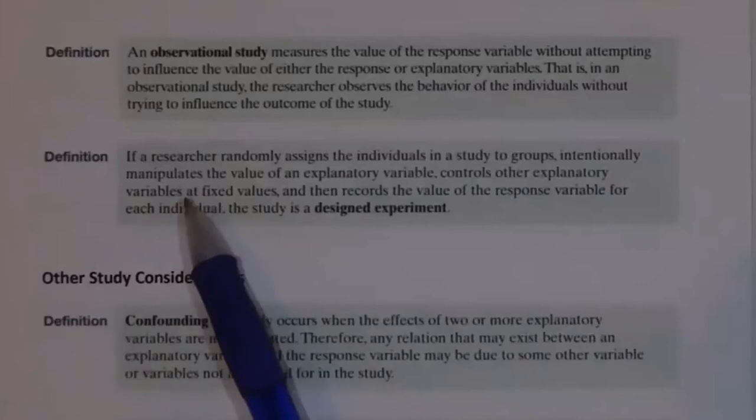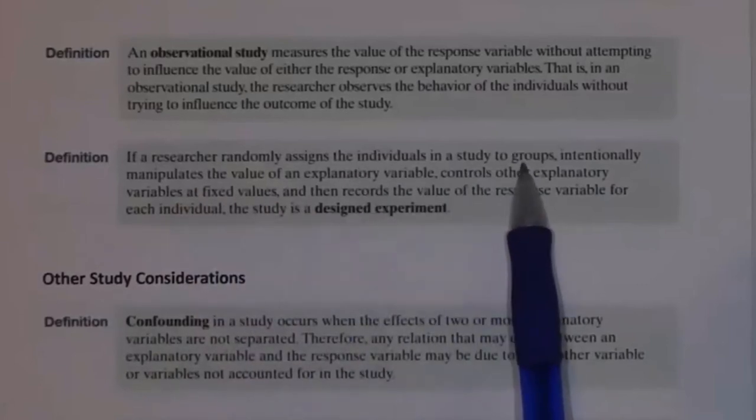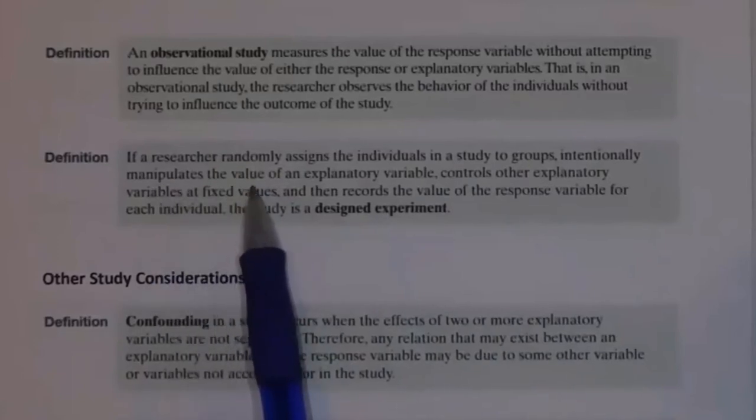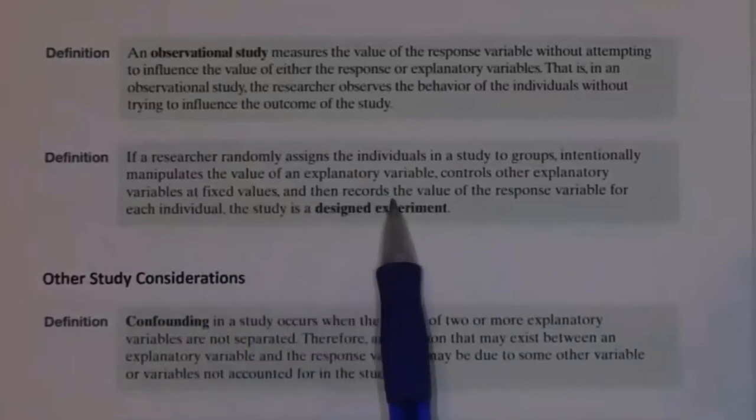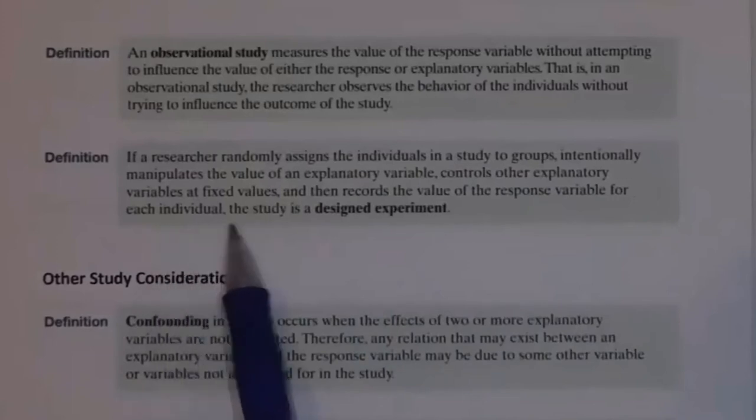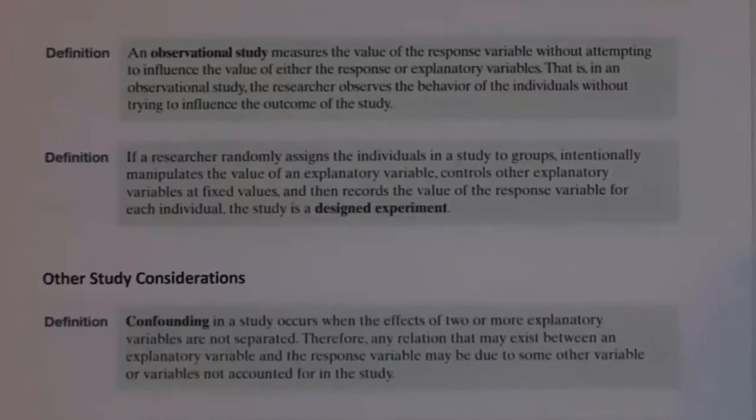The second definition: if the researcher randomly assigns the individuals in a study to groups, intentionally manipulates the value of an explanatory variable, controls other explanatory variables at fixed values, and then records the value of the response variable for each individual, the study is a designed experiment. Notice in that second example, basically everything else was controlled. The amount of wake time versus dark time, 12 hours of light, 12 hours of dark, how much food and water that the rats were able to access, all of that was controlled. The only thing that was different in the three groups of rats was whether or not they were being exposed to the different types of radiation.